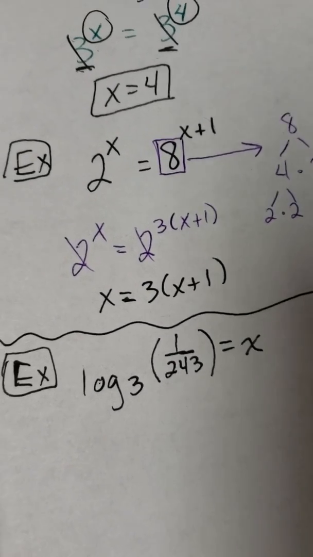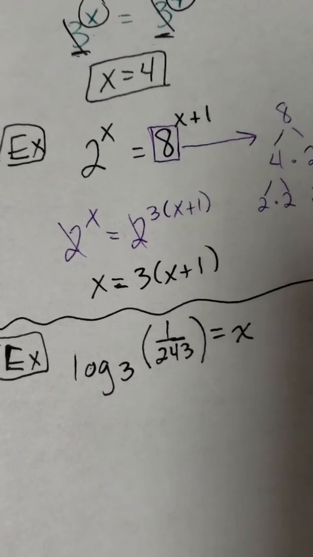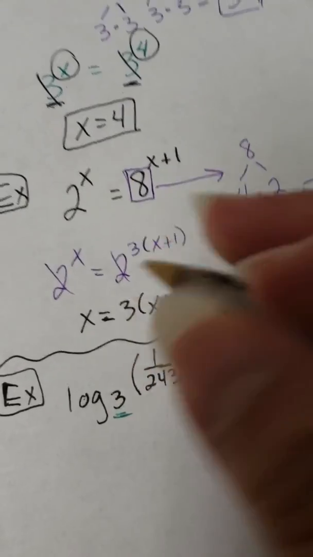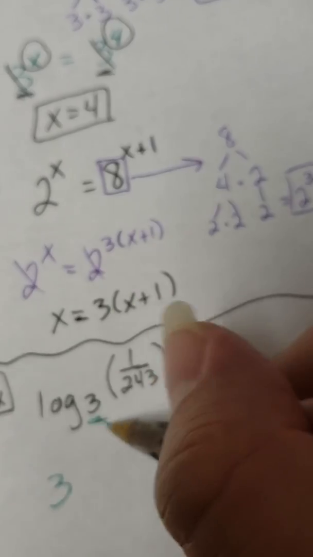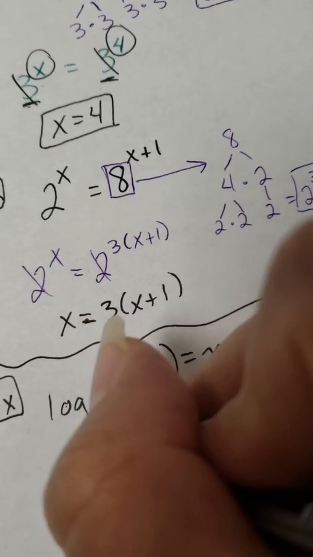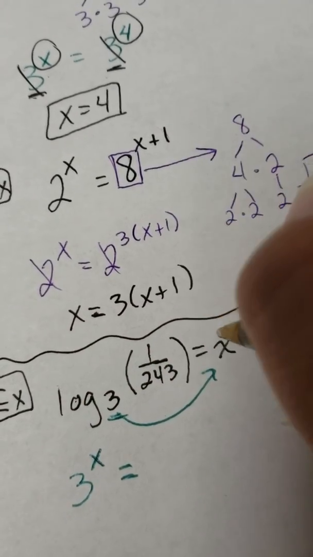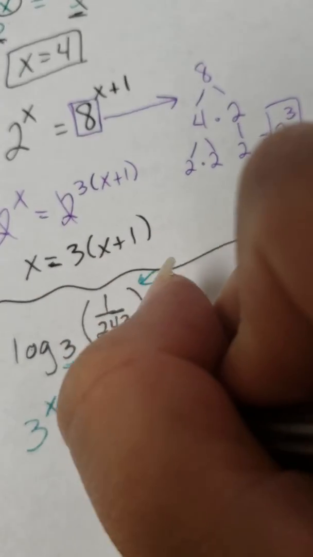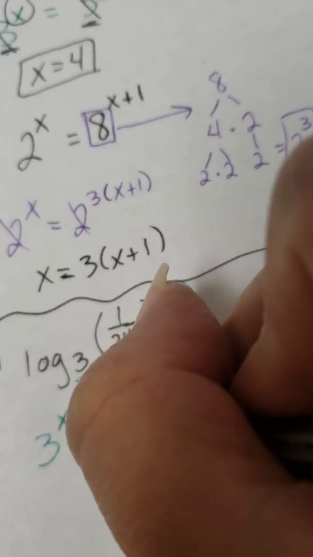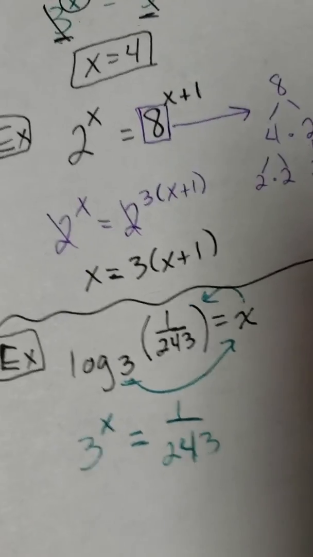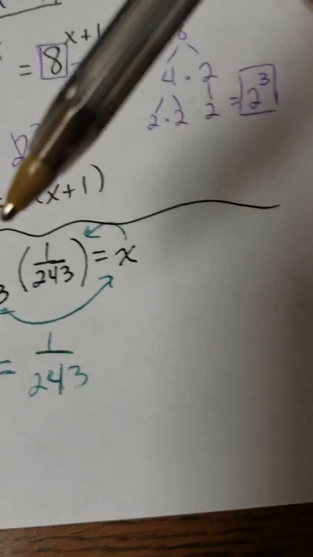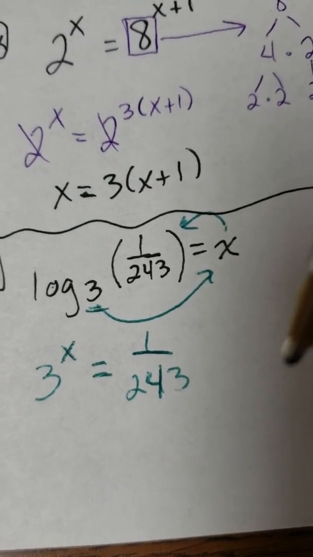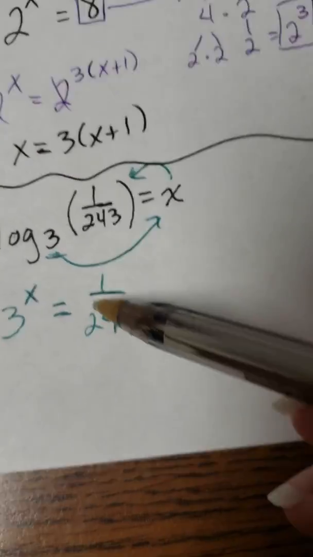Okay, so before I even do anything, I'm going to rewrite it. That's the first step. You want to rewrite everything as an exponential. So here's my 3, there's my base, 3 to the power of x is equal to all this, 1 over 243. Okay, now this is a little bit problematic because, first of all, the bases aren't the same. So 3 is not the same as 243. And the other problem is that it's a fraction.